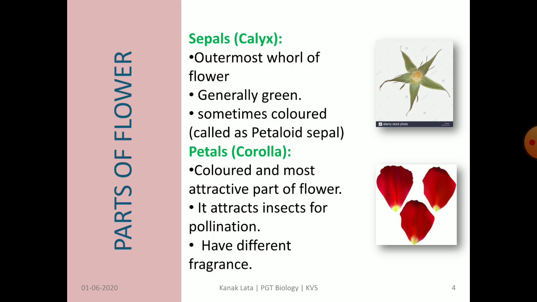Let us study in details about the different parts of flower. First one is about sepals. Sepals are present at the outermost whorl of the flower. They are generally green and sometimes colored. If sepals are colored, then they are called as petaloid sepal. Second one is petal. Petals are colored and most attractive part of the flower, which attracts insects for pollination. Petals have different fragrance also. In the given figure, you may observe sepals and petals.